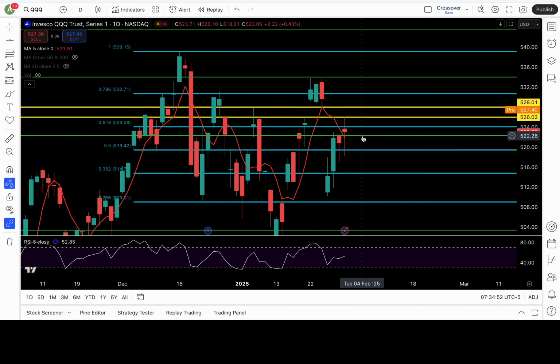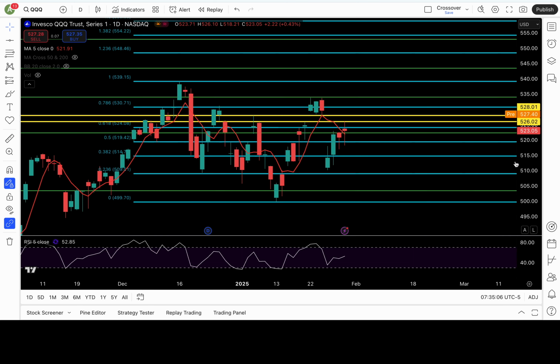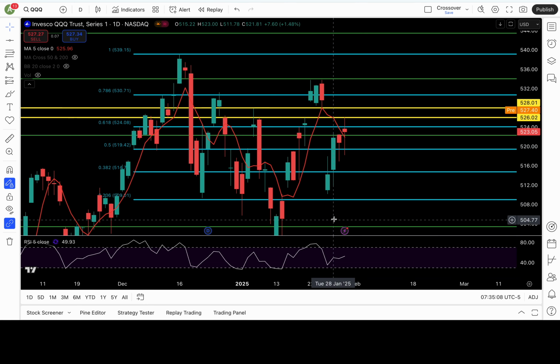Now, Triple Q did recapture the 5 DMA as well, all right? I have support at 526, the 524 fib level, and then the 5 DMA around 522. All those levels must fail to give us a dead cat bounce, or to get bearish. If those levels fail, especially the 5 daily moving average, we want to get short on Triple Q, okay? I'm overall bullish above 522.